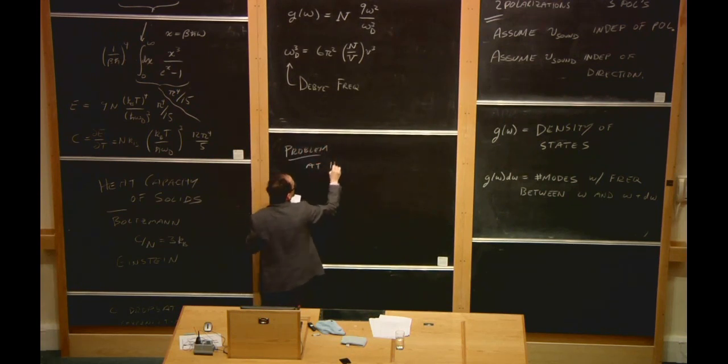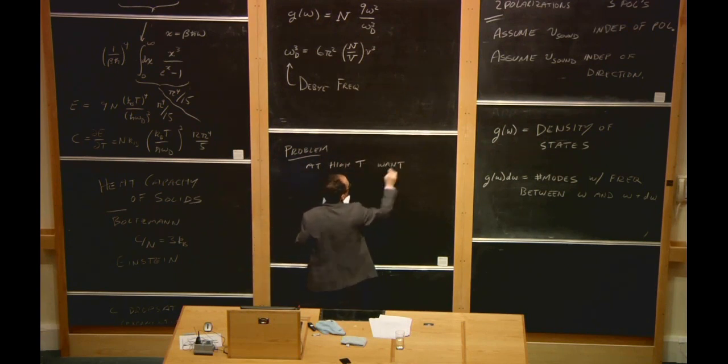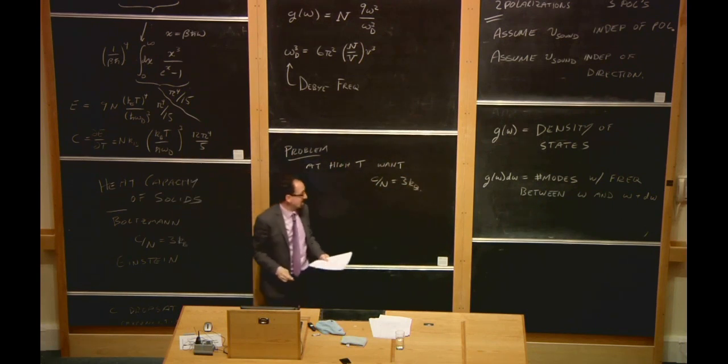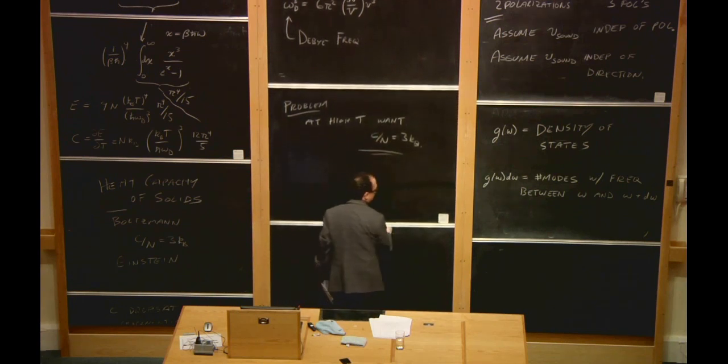At high T, we want the law of Dulong-Petit: C over N is 3k_B. And we didn't get that. We got T cubed at all temperatures here. And this is where Debye had to actually scratch his head a little bit and think, OK, what did I do wrong?